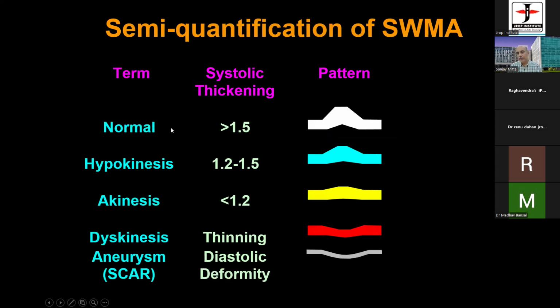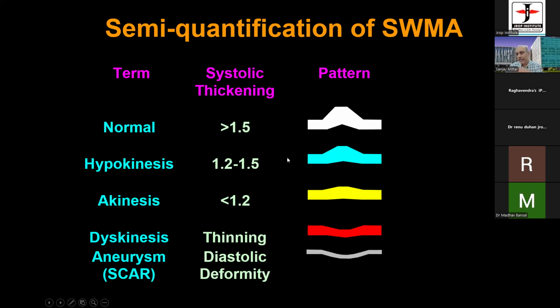And how do they quantify? Now we are talking about not the magnitude, but the severity of wall motion abnormality. A normal contractility is one when the thickness increases by 50% during systole or more. That means if the systolic thickness is more than 50% increased from the diastolic thickness, this is normal. So the ratio is going to be 1.5.